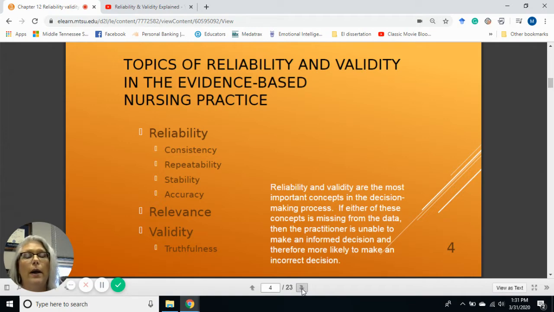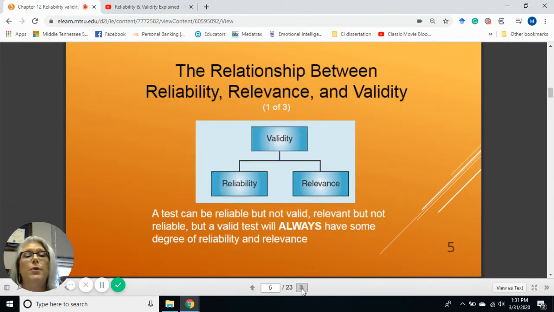And your little white paragraph says here, reliability and validity are the most important concepts in the decision-making process. If these are missing from the data, then the practitioner is unable to make an informed decision and therefore likely to make an incorrect decision. So that's not good. So we want to try to avoid that and have reliability and consistency and validity in our testing.